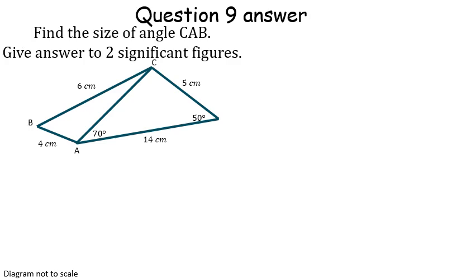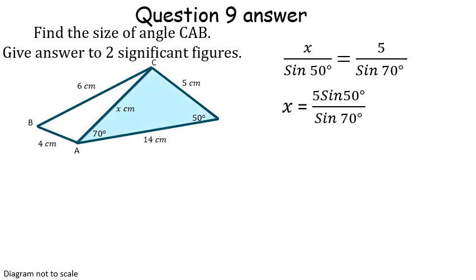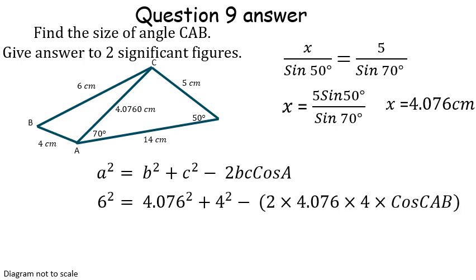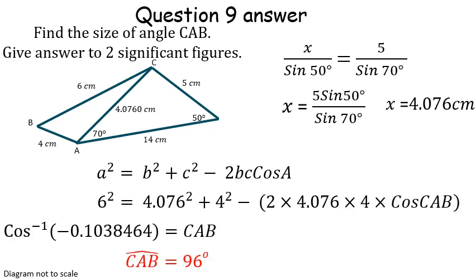Question 9. As there isn't enough information in triangle ABC to calculate angle CAB, we start with the shaded triangle and find the length of AC. We can use the sine rule to find this, and then use the answer in triangle ABC with the cosine rule to find angle CAB is 96 degrees.